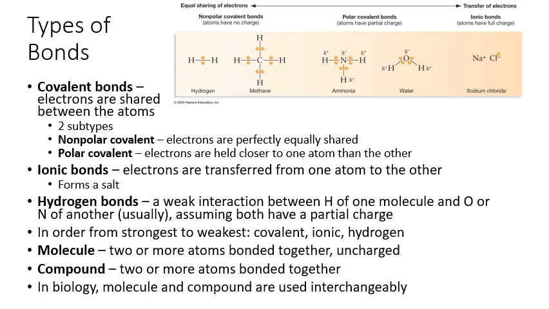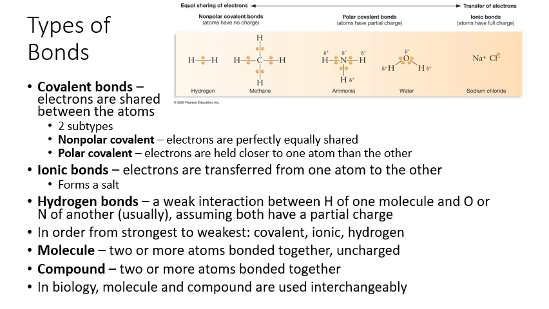So now we'll talk about the most common types of bonds that we're going to see in biology. There's actually more types of bonds than just this, but they're not really as important to us in biology. So first we have covalent bonds, then ionic bonds, and finally hydrogen bonds.